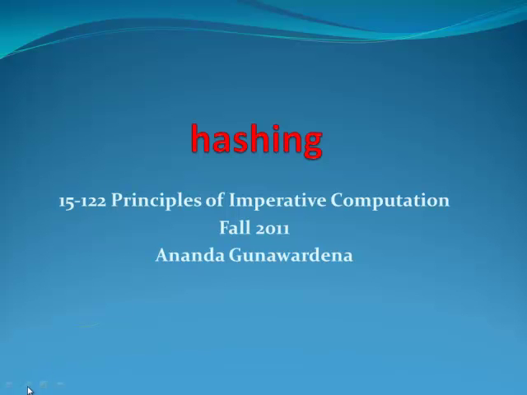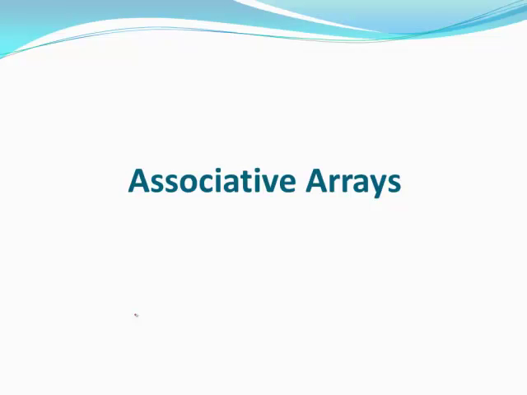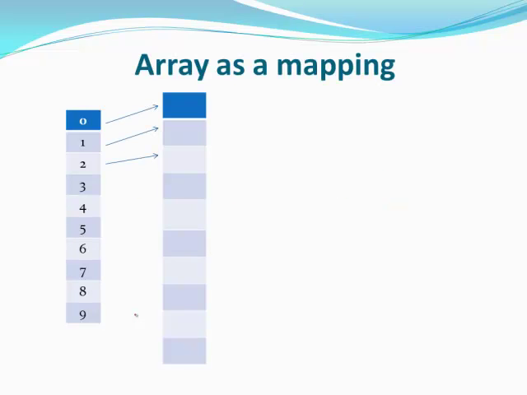So in this lecture, we're going to discuss the notion of hashing. We're going to start with the concept called associative arrays. The idea is that when you think about an array, an array is really a mapping between the numbers from 0 to n that are mapped into some set of objects, object 1, object 2, and so on. So you think of an array as a mapping.